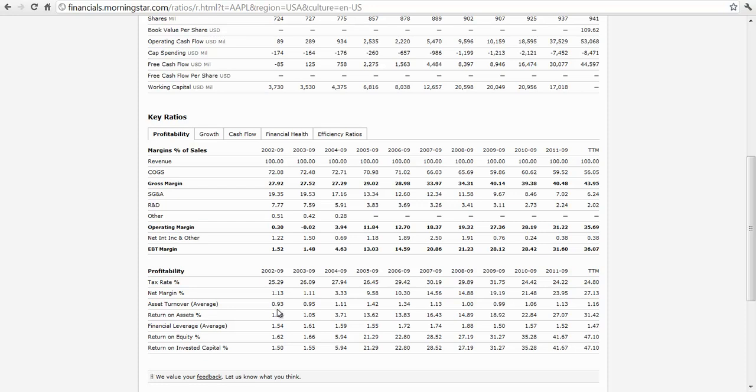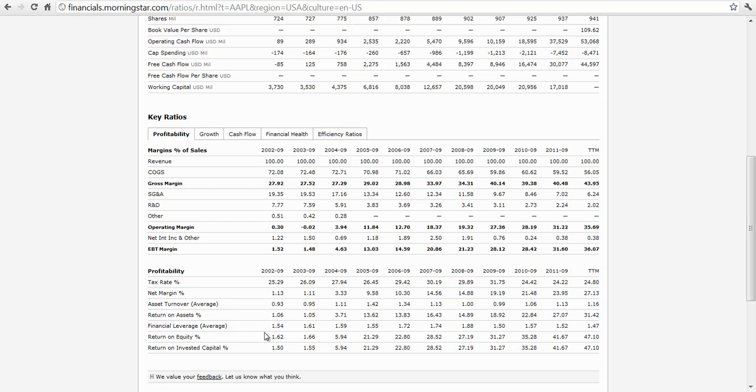Asset turnover, 0.93, 0.95, 1.11, 1.42, 1.34, 1.13, 1.99, 1.06, 1.13. So I had a little blip here where it got a little better, but for the most part, and there are a couple of periods where it wasn't too good, but for the most part, it's been about 1.1, 1.12. So that hasn't changed too much.